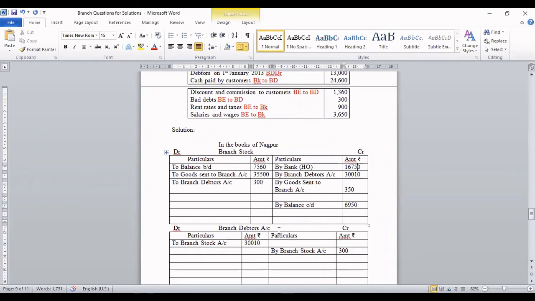Debtors on 1st January 2013. 1st January. So we have to adjust here.